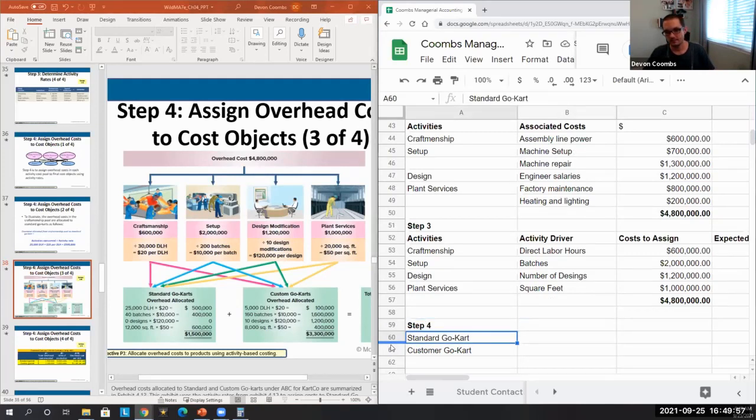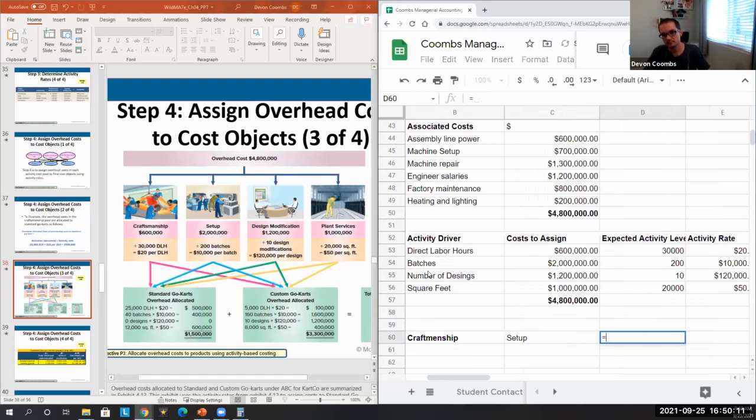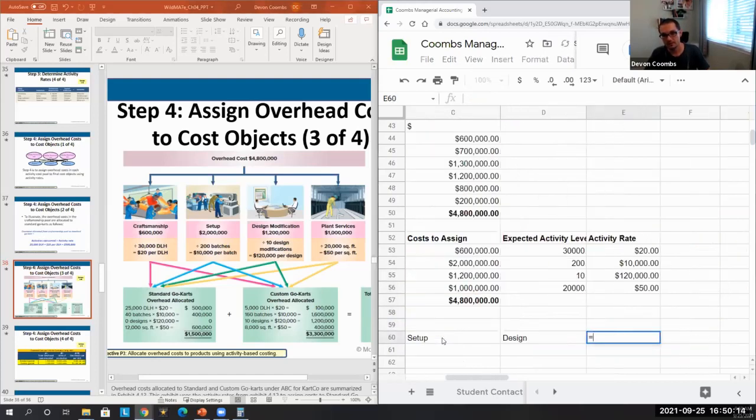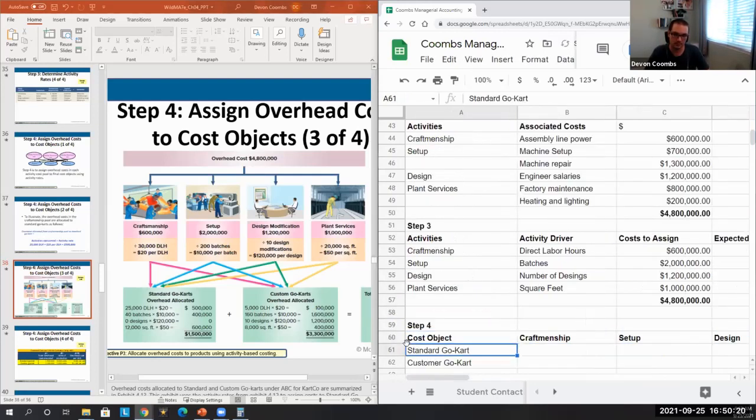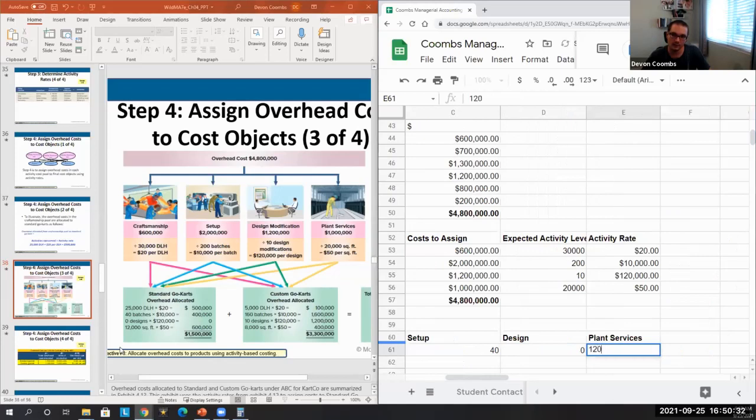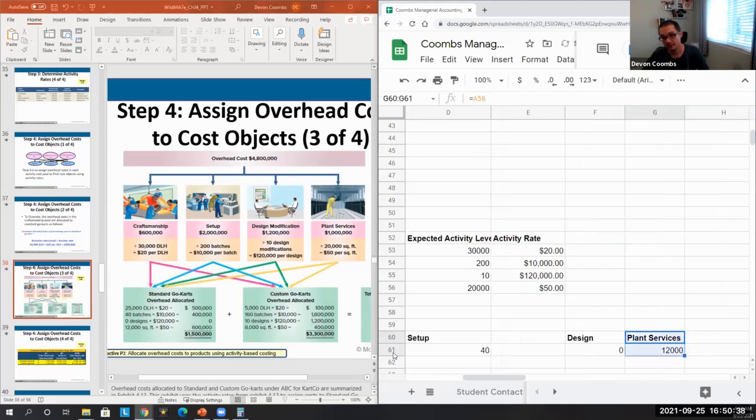We have our craftsmanship. So we have our cost object, also known as our product in this case. Then we have our craftsmanship, setup, our design phase, and our plant services phase for each of these products. And here they're saying for standard go-karts, we use 25,000 direct labor hours, 40 batches, 0 designs, and 12,000 square feet of the plant. So now we'll have to assign cost to these, right?